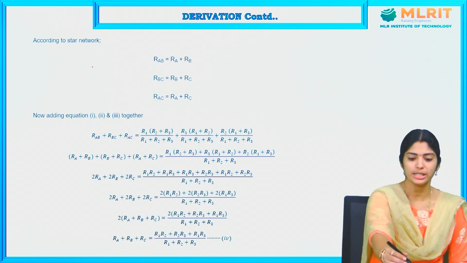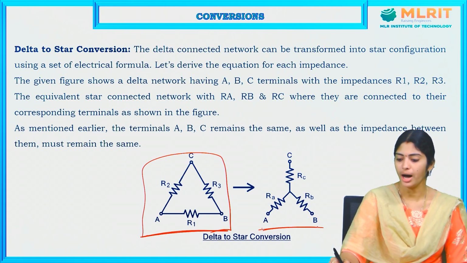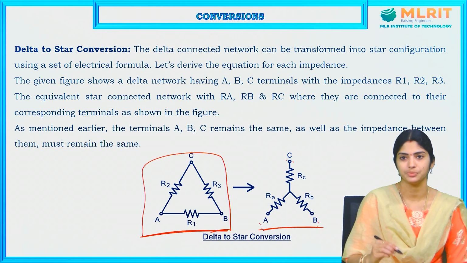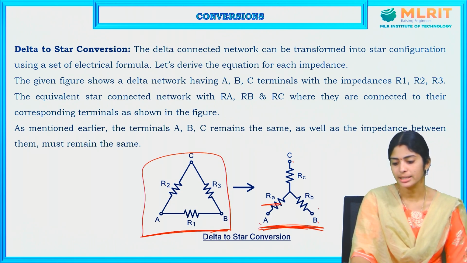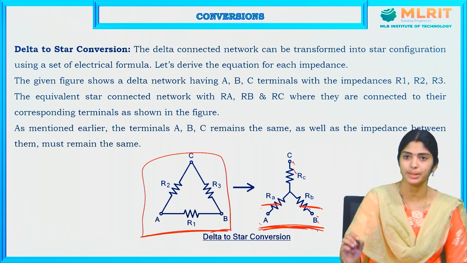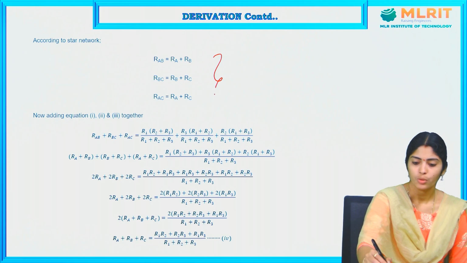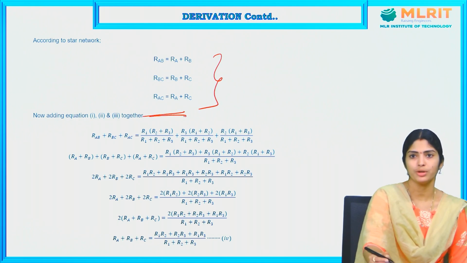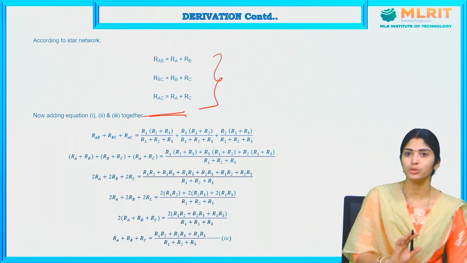See here, according to the star network, what are the terminals? RAB, RBC, RAC. If we consider RAB, RA is there, RB is there. So RAB is equal to RA plus RB. RBC is equal to RB plus RC. RCA is equal to RA plus RC. So from the star network, we got these three values, and from the delta network, we got the previous values. Now what do we have to do? We have to equalize both of them, because we are proving that both of them are equal.